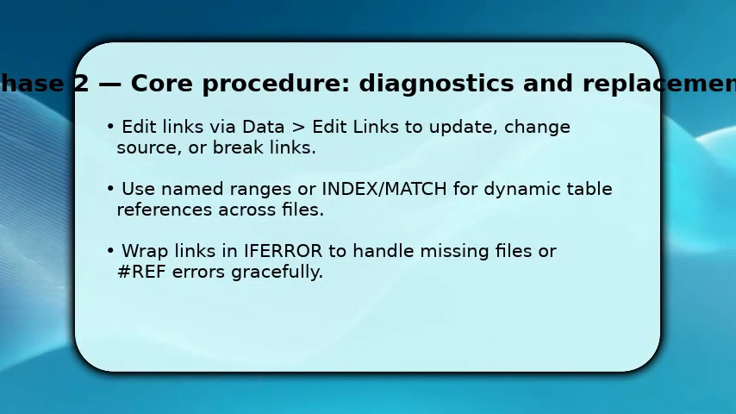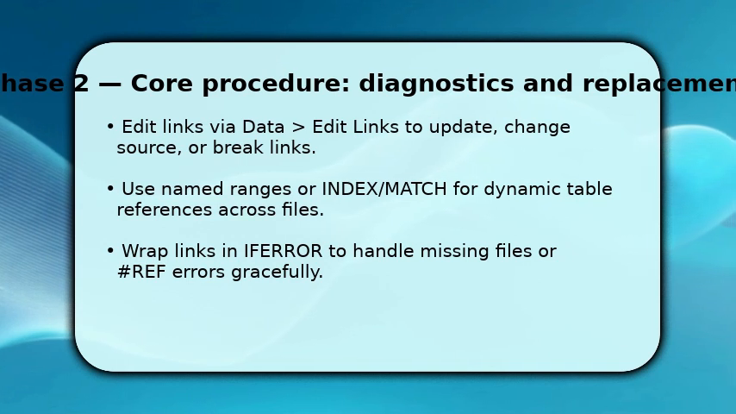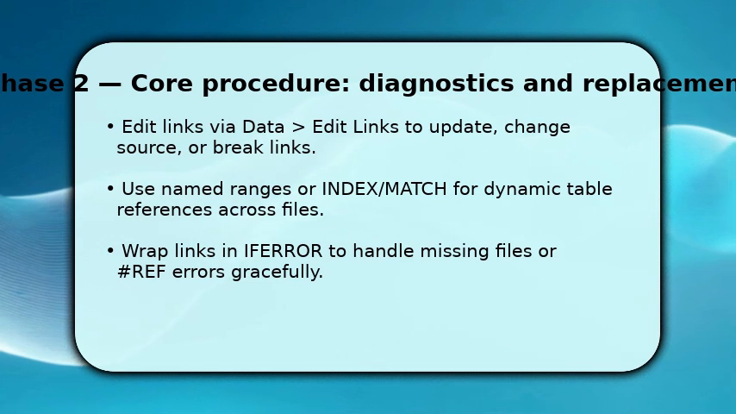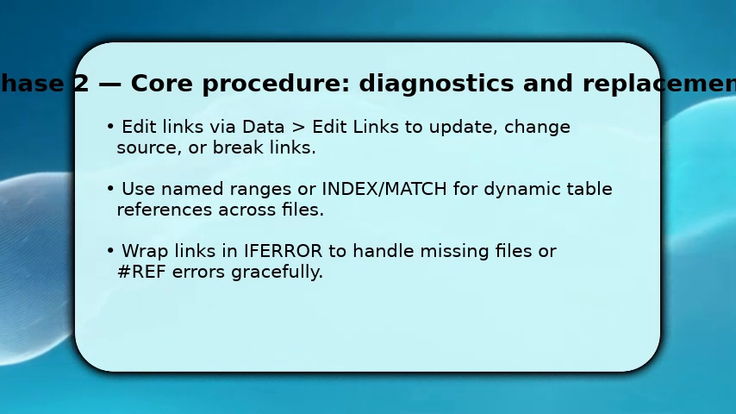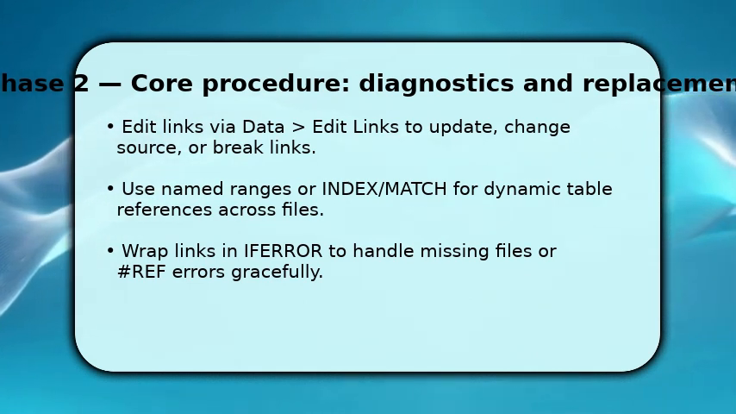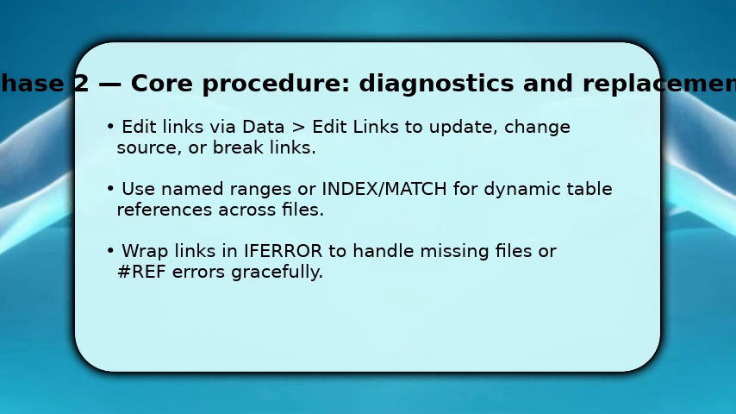Once links exist, manage them from Data, Edit Links to update sources, change file paths, or break links. This controls behavior when files move. For complex data, use named ranges or INDEX and MATCH to reference changing rows. This avoids hard-coded cell addresses. Also, wrap external references in IFERROR to display a fallback value if the source is closed or missing. These choices make links resilient, maintainable, and prevent cascading errors when workbooks are edited or relocated.